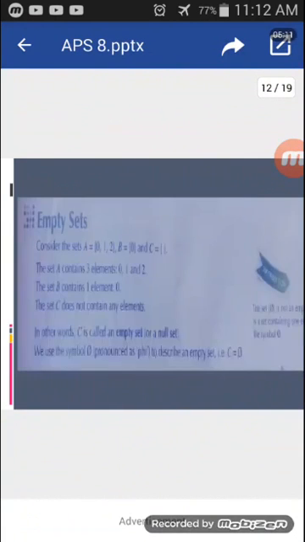Empty set. Consider the sets A = {0, 1, 2}, B = {0}, and C = {}. The set A contains 3 elements: 0, 1 and 2. The set B contains 1 element, 0, and the set C does not contain any element. So it is a null set or empty set. If there is no element in the set, then this set is termed a null set or empty set.